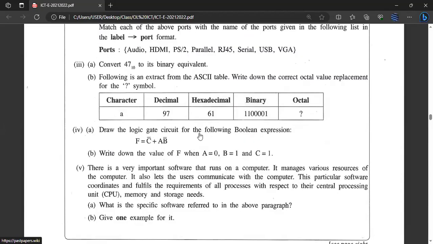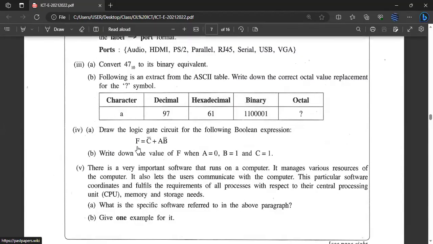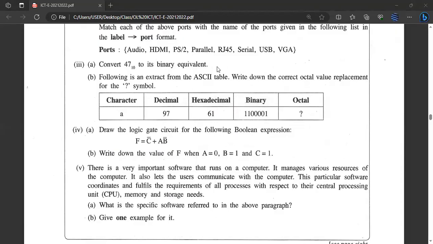Draw the logic gate circuit for the following Boolean expression. So you have F equals C bar plus A B bar. Right, we'll see how to draw that. F equals C bar plus A B bar.